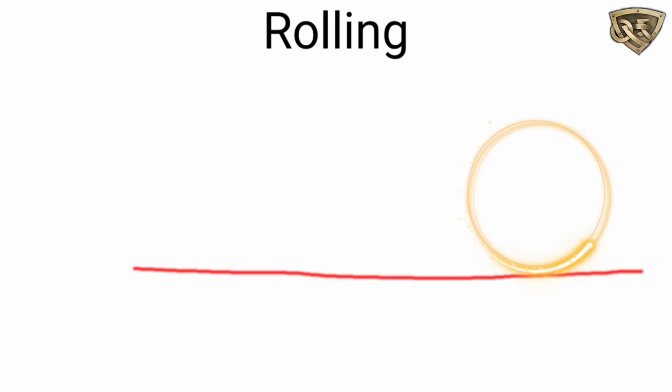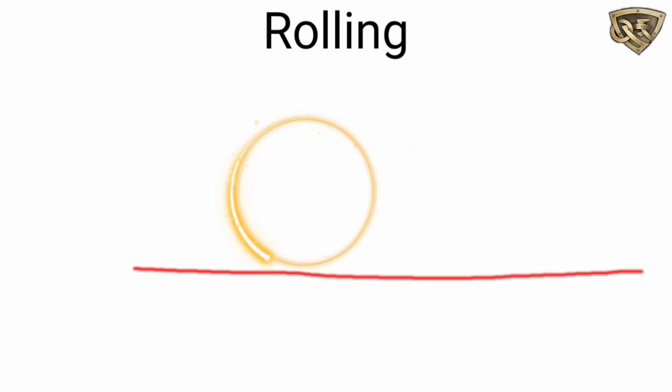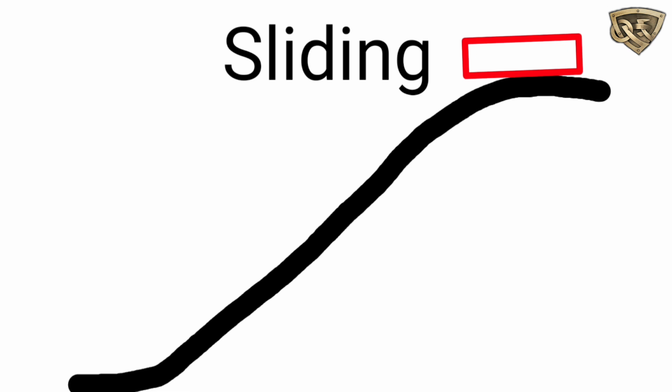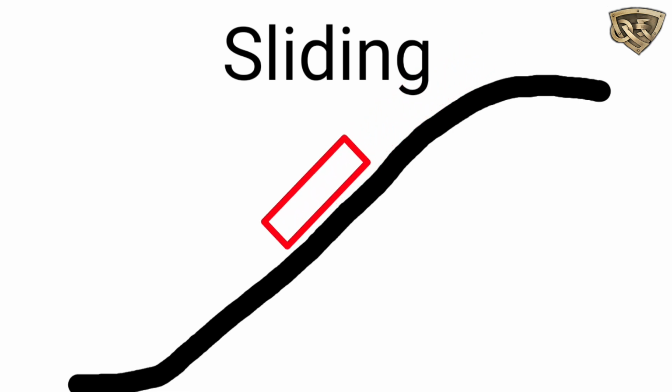In this diagram you can see that this ball-like structure is moving on its surface. This is called rolling. And when an object slides, meaning without changing the part of its surface, the same part touches the surface and it is moving from one place to another place, then it is called sliding.